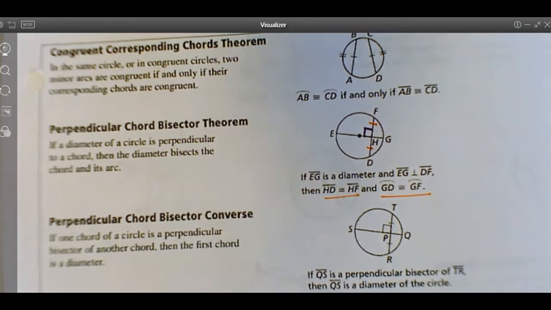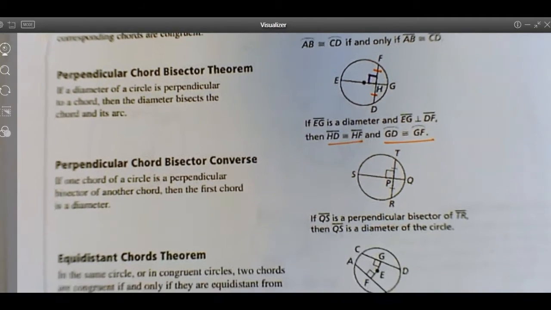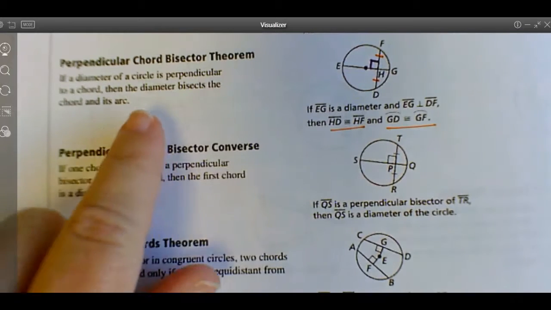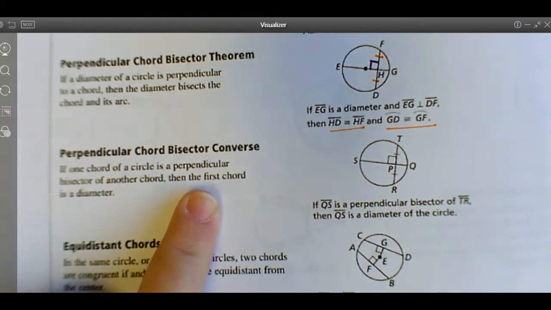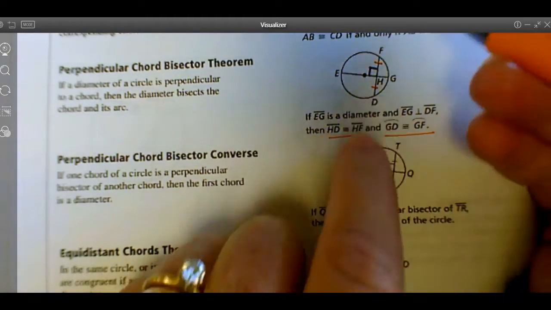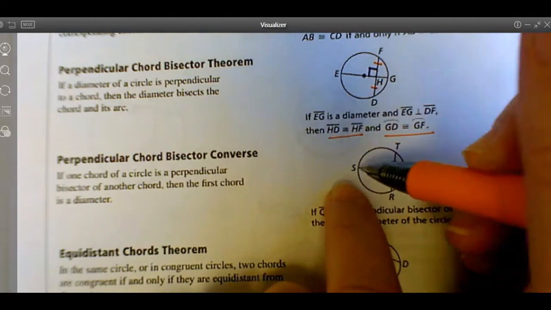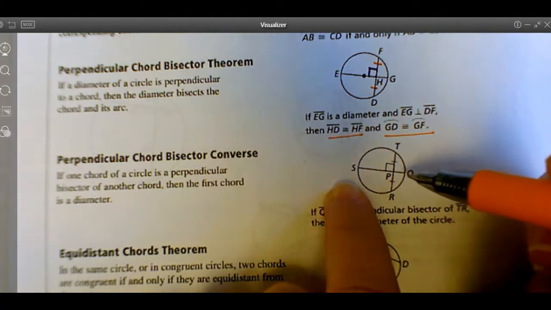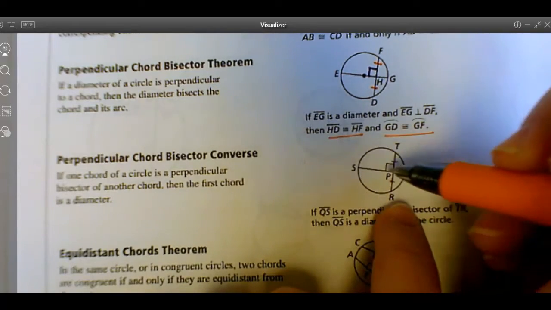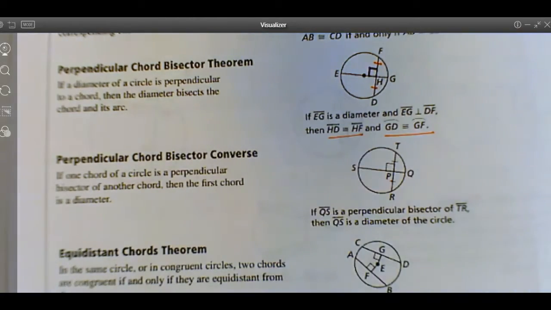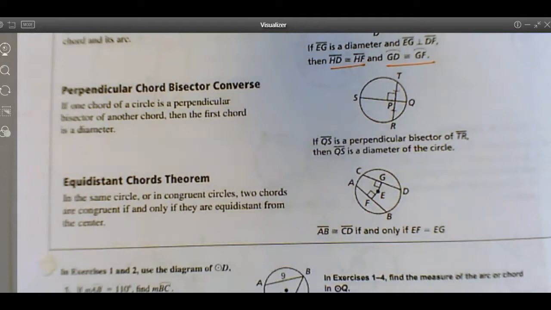All right, next. Perpendicular chord bisector converse. So it's almost sort of the opposite of this one. If one chord of a circle is a perpendicular bisector of another chord, then the first chord is a diameter. So it's just saying the other way around, if we know these are the same, that must have been a diameter. The only way that could happen, where these sides are the same and that's perpendicular, is if that's a diameter. Okay? And then the last one here before we look at some problems, equidistant chord theorem.